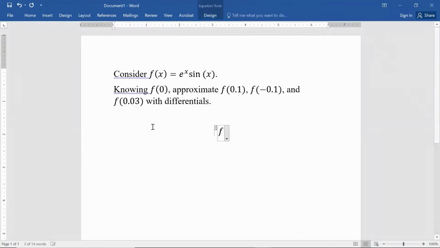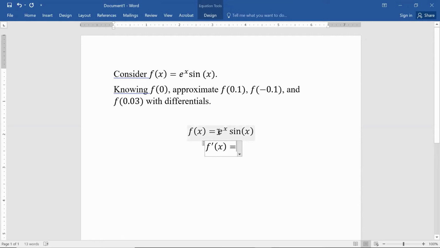We see f of x is equal to e to the x power multiplied times sine of x. I'm going to calculate the derivative before I start plugging in values into the function. The derivative would require us to utilize the product rule.